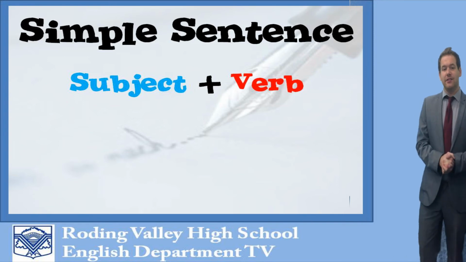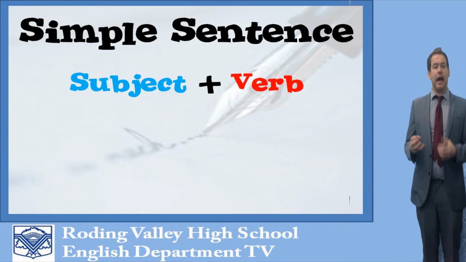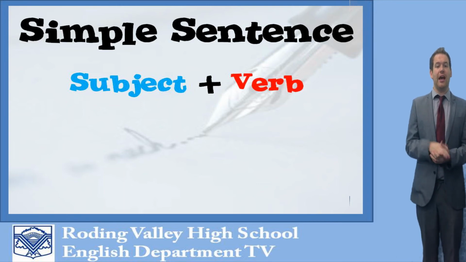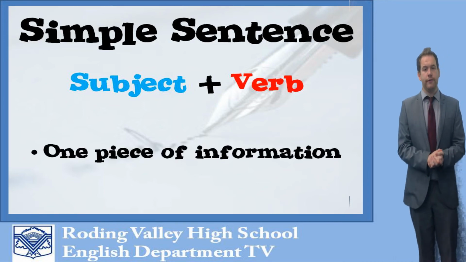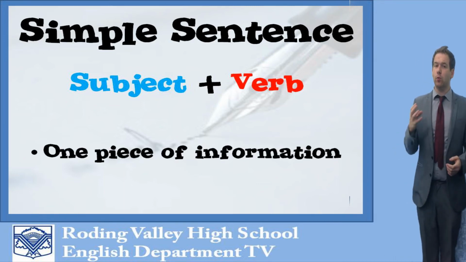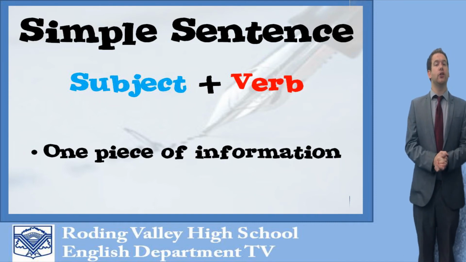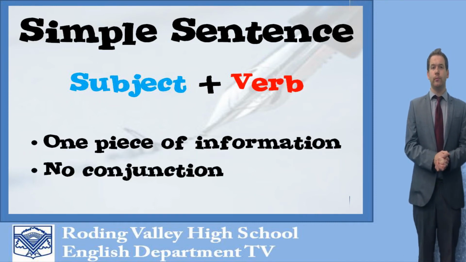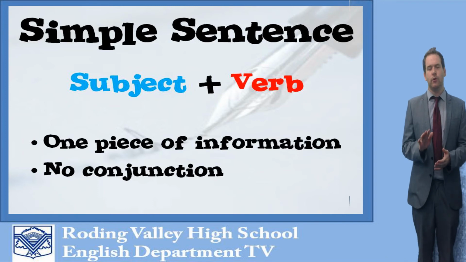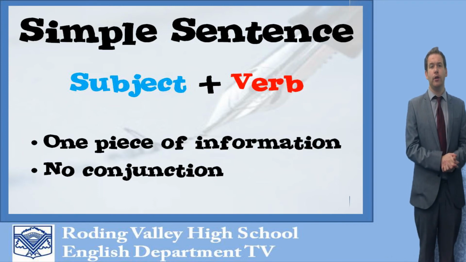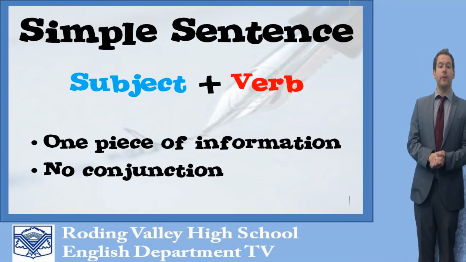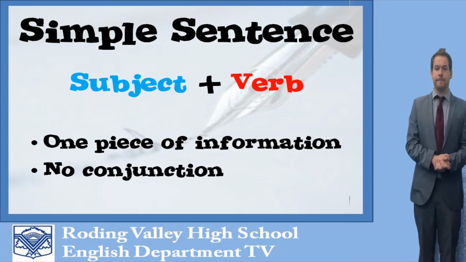Every complete sentence must have a subject and must have a verb. A simple sentence has one subject and one verb. It communicates one piece of information and contains no conjunction, which is a joining or linking word. Don't worry if you don't know what conjunction is at the moment. We'll be looking at them in detail when we do some other sentence types.